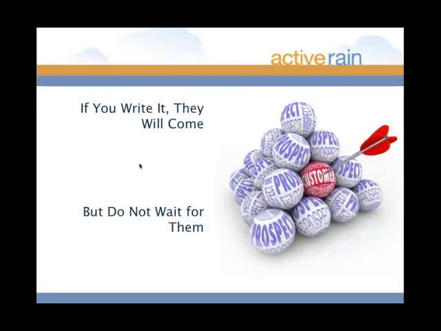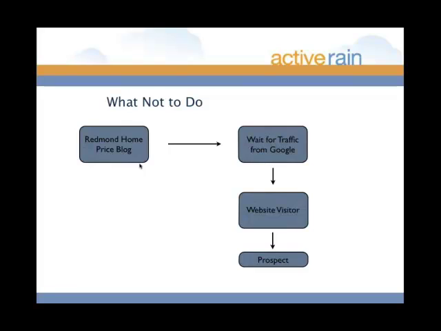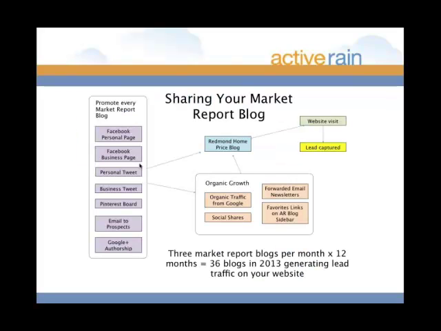If you write it, they will come. But we don't want to wait for them. Okay? So here's what you don't want to do. You don't want to just write your blog posts, especially as it relates to the market report ones, because those ones are time sensitive, right? The subdivisions and the condo complexes, those are timeless. So 2 years from now, we can still be getting traffic and still be serving up relevant information to the person doing the search. But if we're talking about market reports, we don't want to just sit on our hands, wait for traffic from Google, right? Hopefully it becomes a website visitor and then a prospect. We need to do something a little bit more aggressive maybe to get those market reports out there.